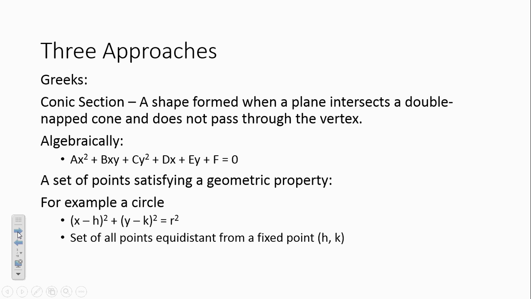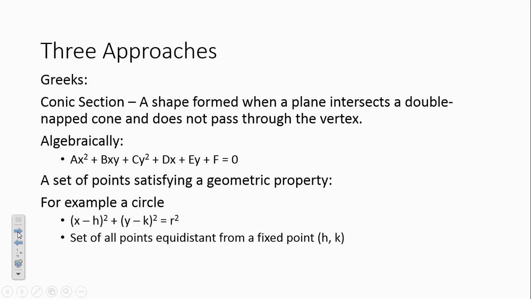Algebraically, we can talk about them as well, where we have ax squared plus bxy plus cy squared plus dx plus ey plus f equals 0. Don't worry about this equation. I just want to show you those two things. The third one is talking about a set of points that satisfy a particular geometric property. And that's what we're going to be working with.